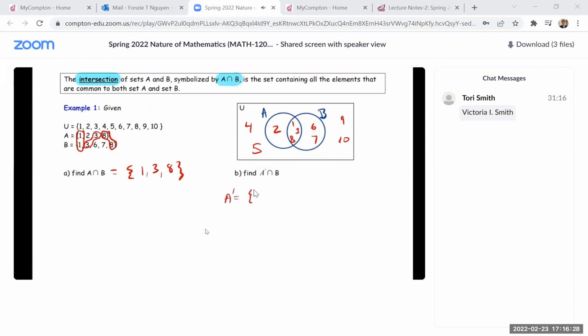Anybody remember how to find the complement? It's everything outside of the circle A. 4, 5, and 9, 10. Yeah, and also 6 and 7 too. So it's everything outside of A. So that's going to be 4, 5, 6, 7, 9, 10. And then they want the intersection with B. Well, B is 1, 3, 6, 7, 8.